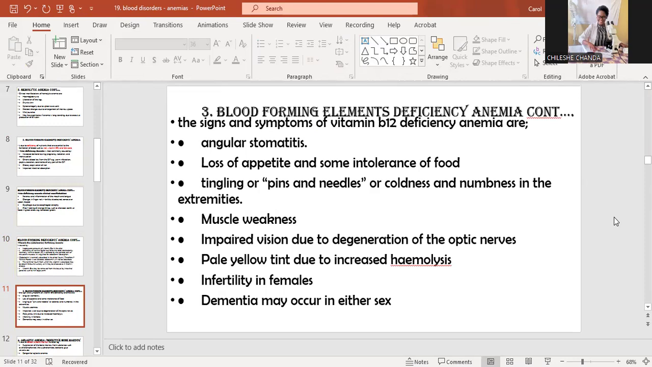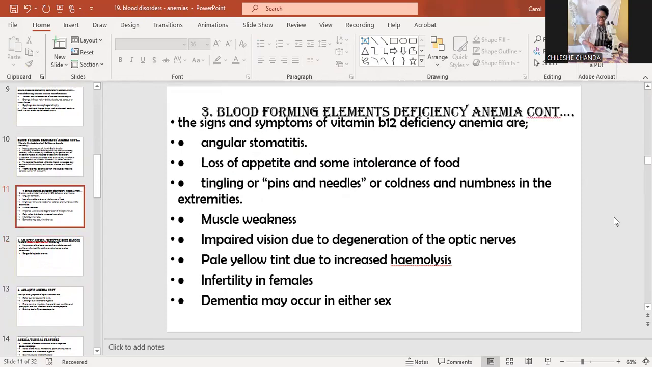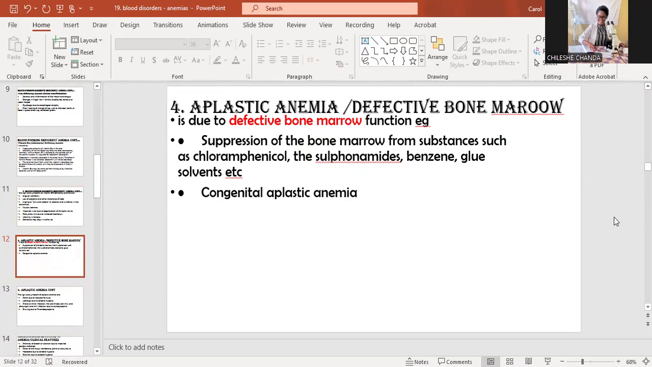And the patient will have lack of appetite, muscle weakness, impaired vision. The patient will look slightly yellow. This is as a result of hemolysis. Infertility in females. Others may have dementia as well. And then the other type of anemia, the fourth type of anemia, is aplastic anemia.